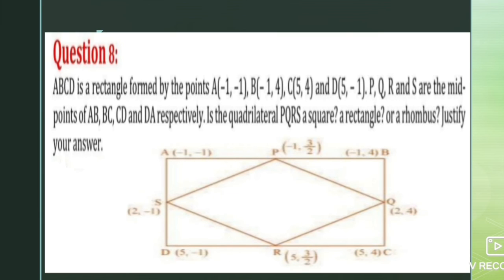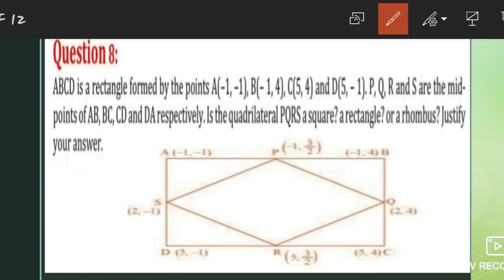Now question number 8. ABCD is a rectangle formed by the points A, B, C and D. The coordinates are given. P, Q, R, S are the midpoints of AB, BC, CD, DA respectively. Is the quadrilateral PQRS a square, a rectangle or a rhombus? Justify your answer. Okay, so this ABCD is a given rectangle, and the coordinates of A, B, C, D are also given.